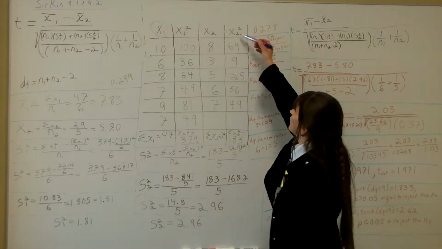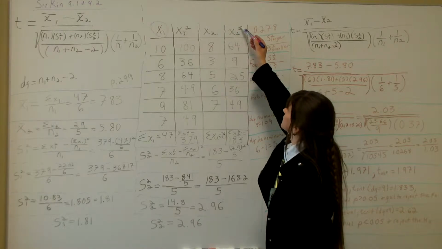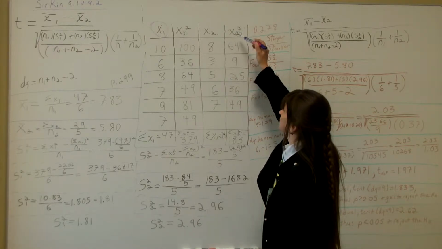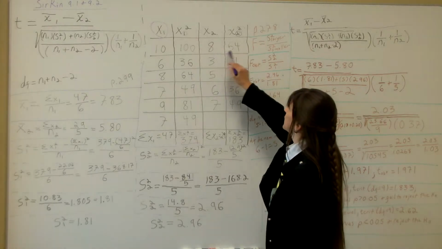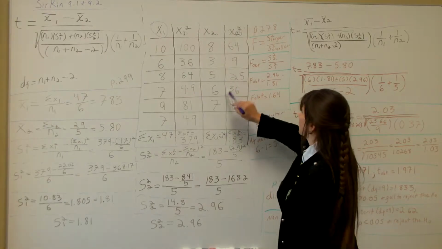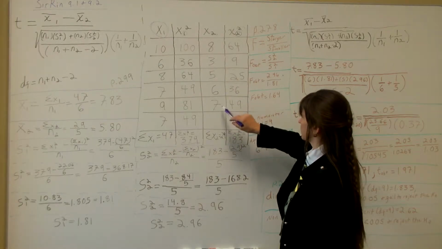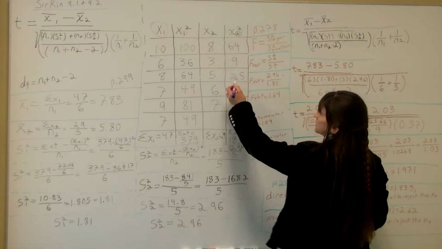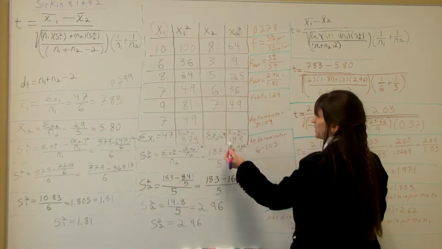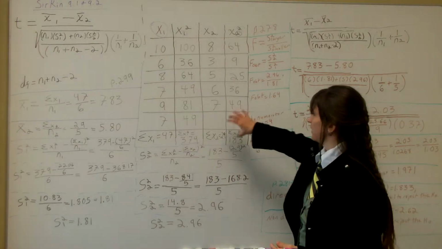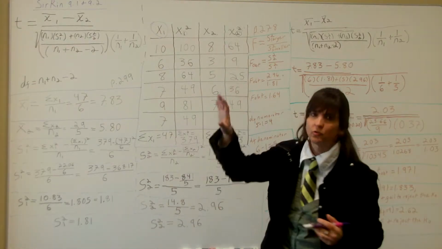Now for the next one, all this means is the square of your second sample. That's what the subscript 2 means. So 8 times 8 equals 64, 3 times 3 equals 9, 5 times 5 is 25, 6 times 6 is 36, 7 times 7 is 49. And you add all this together, 64 plus 9 plus 25 plus 36 plus 49 equals 183. Now we have the information we need from the table to move forward.